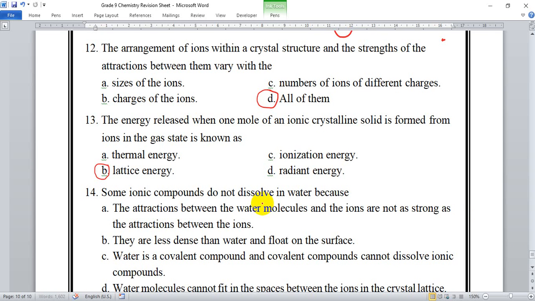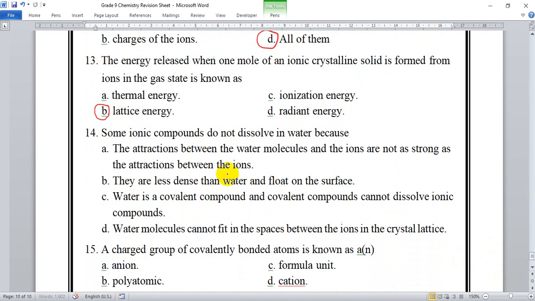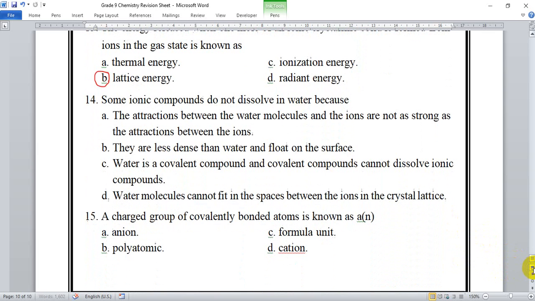Some ionic compounds do not dissolve in water because the attraction force between water molecules and the ions is not as strong as the attraction between the ions. They are less dense than water and float on the surface. Water is a covalent compound, and covalent compounds cannot dissolve ionic compounds. Water molecules cannot fit in the space between the ions in the crystal lattice. So the choice is A.